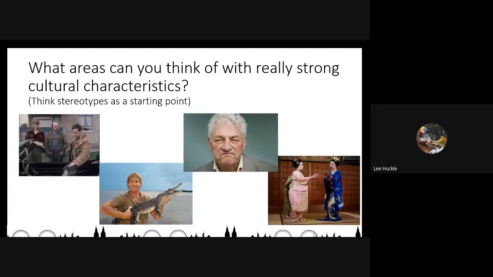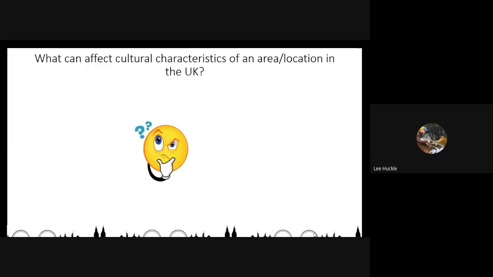And we then looked at these examples, and many of you wouldn't have remembered Only Fools and Horses with that top left image, looking at a particular area of London called Peckham, very poor area of London, where people tended to have particular characteristics, part of their culture. We looked at Steve Irwin there, the typical Australian cultural characteristics. We looked at the Japanese, because the Japanese have a very distinct cultural characteristic. So these were very stereotypical.